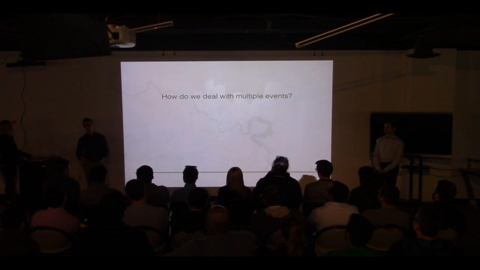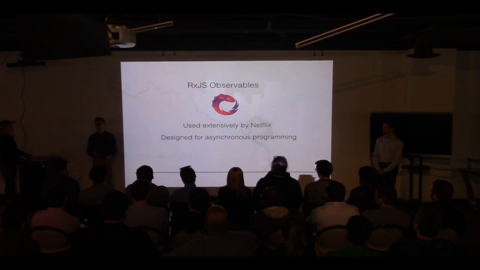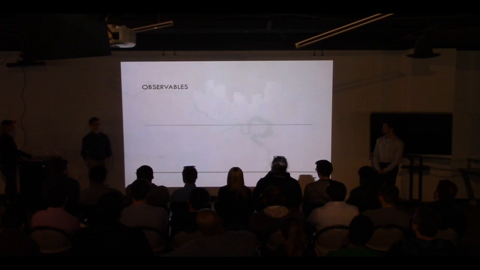So the problem we're trying to get to is, how do we deal with multiple asynchronous events? Using just callbacks and promises, it can get very difficult. But we think there's a great solution, which is to use RxJS observables. This is a library that's maintained and used extensively by Netflix, and it's designed specifically for this kind of asynchronous programming. An observable is really just a collection of events that arrive over time, which can be canceled or transformed any number of times, making them ideally suited to modeling multiple asynchronous events.